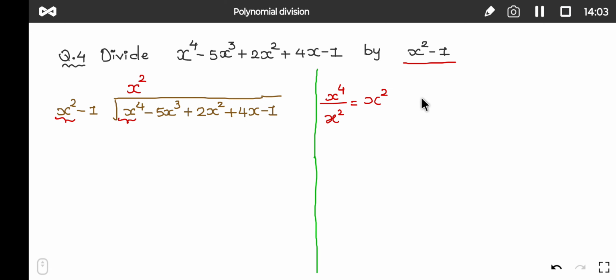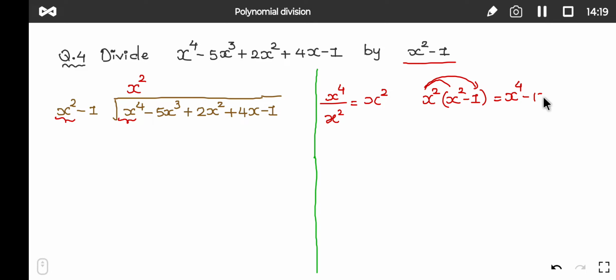Okay. Now if you multiply this x square with the divisor, our divisor is x square minus 1. So when we multiply x square into x square, we will get x to the power 4, and x square into minus 1 will give minus 1x square. Okay, so what is the important thing that you have to note here? Whenever you are writing this x raised to 4 minus 1x square, x raised to 4 is okay, but don't write minus 1x square next to it, because that is the x cube term, but we are getting an x square term, so that is not correct.